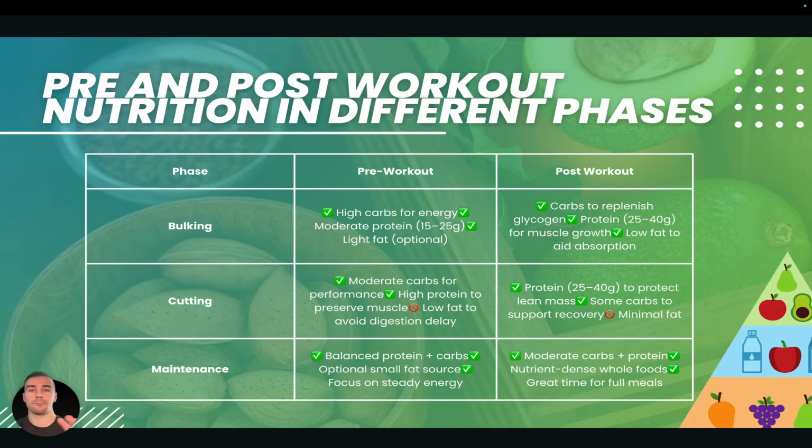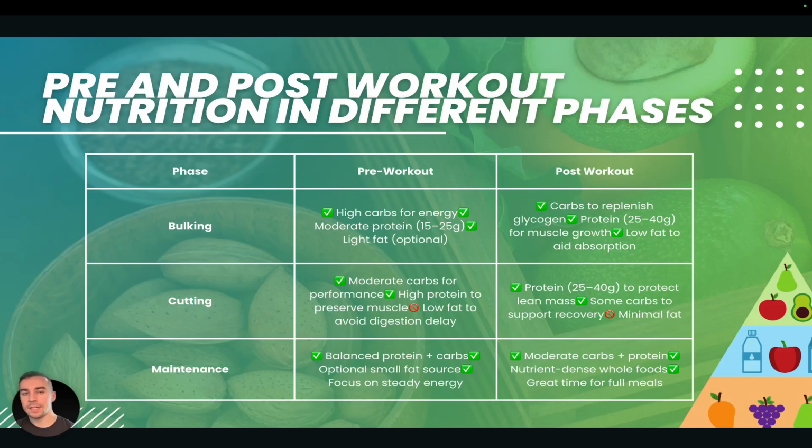Okay, let me rephrase this. So for pre-workout in the bulking phase, you're going to have high carbs for energy, moderate protein, 15 to 25 grams, and then light fat, which is optional for pre-workout. So this is foods that you're going to consume before your workout, of course.